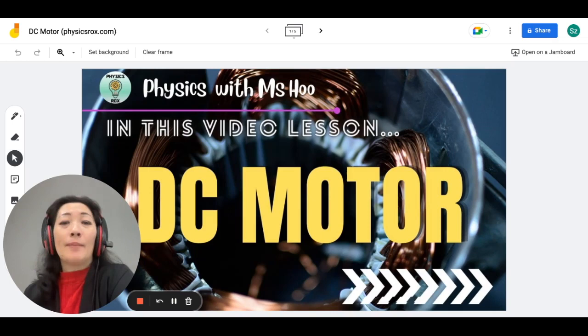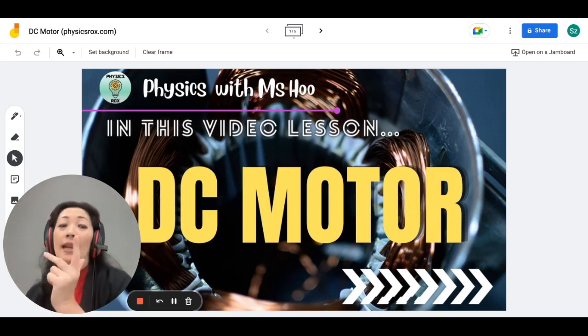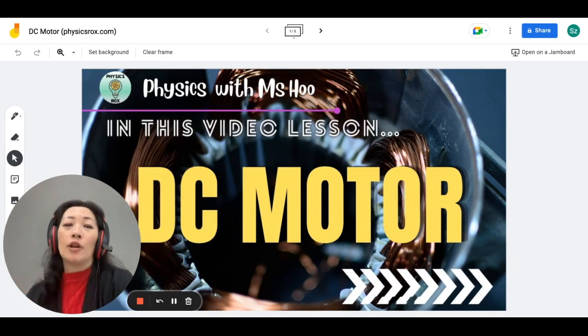This is a topic in both the SPM and IGCSE physics syllabus, and it follows the concept of a force on a current carrying conductor. So, if you haven't learned about forces on a current carrying conductor yet, and if you don't know how to use Fleming's left hand rule, please watch my video on that lesson first before you come into this lesson, because you need that as a prerequisite to understand this topic.